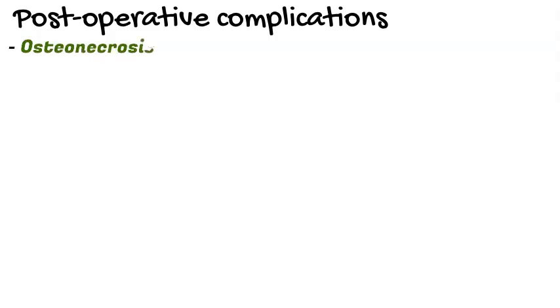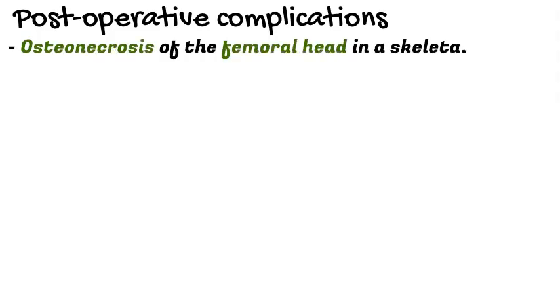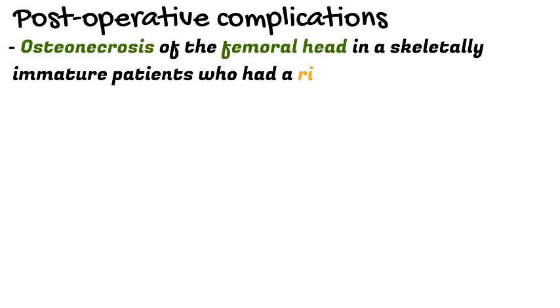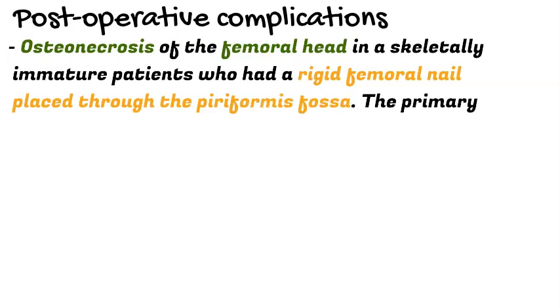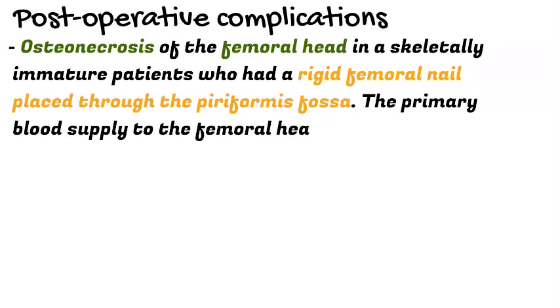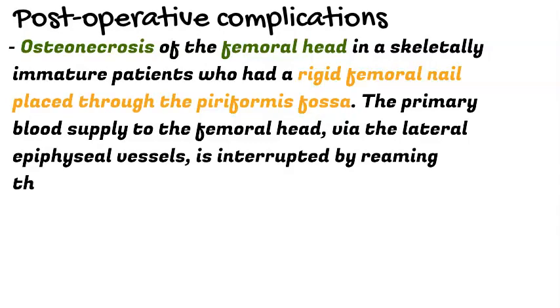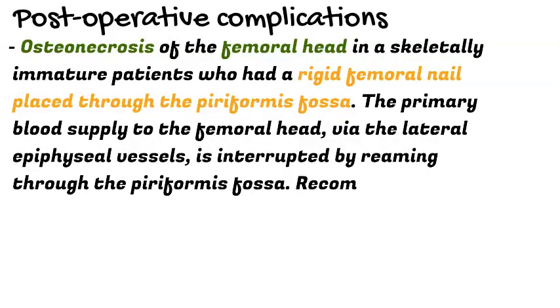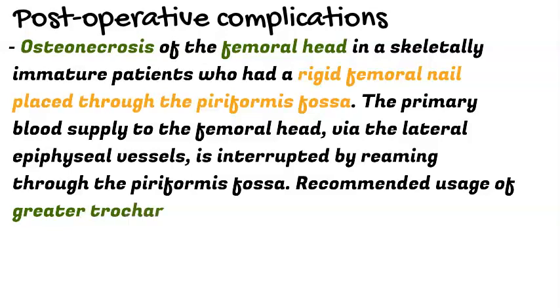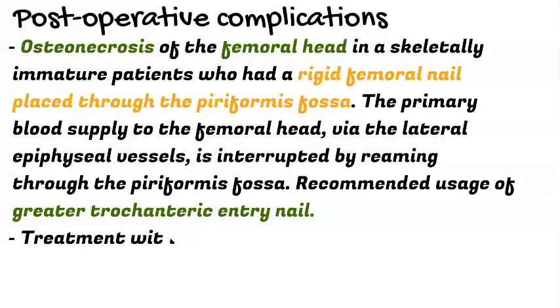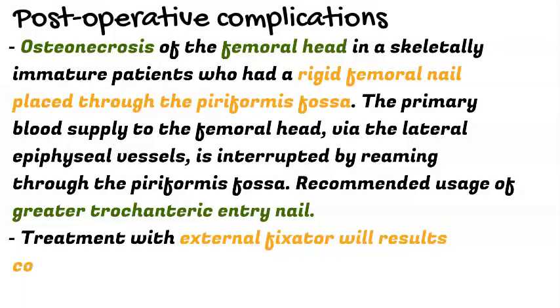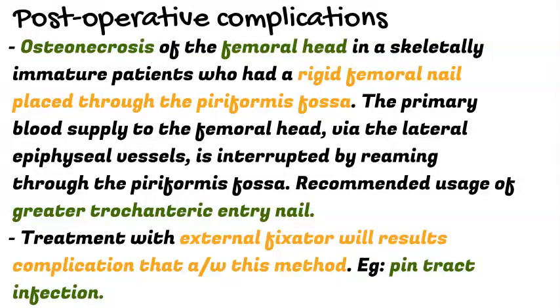Osteonecrosis of the femoral head can occur in a skeletally immature patient who had a rigid femoral nail placed through the piriformis fossa. The primary blood supply to the femoral head via the lateral epiphyseal vessel is interrupted by reaming through the piriformis fossa. Use of a greater trochanteric entry nail is recommended. Treatment with external fixator will result in complications associated with this method, for example, a pin tract infection.